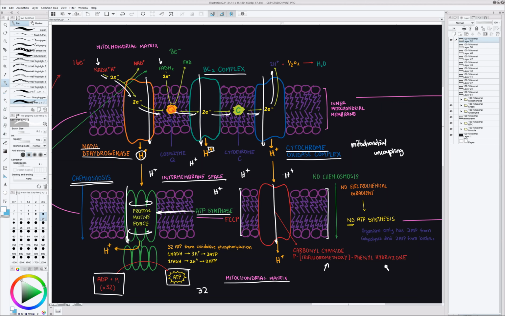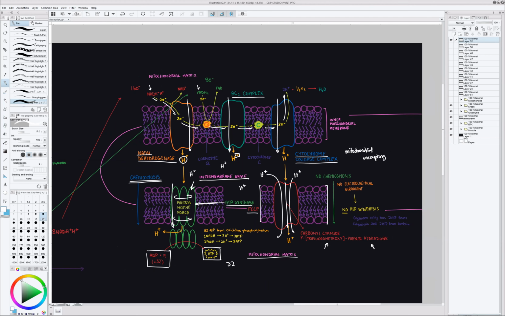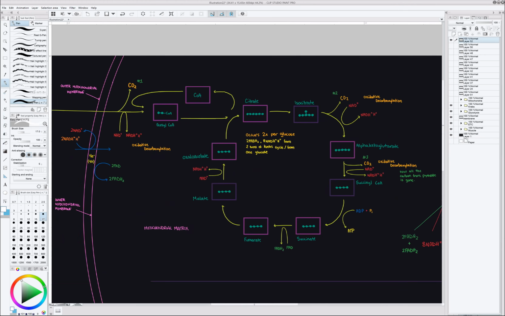So the way that FCCP plays into this is that FCCP is essentially able to provide these hydrogen protons another means of exiting the intermembrane space without actually having to pass through ATP synthase. So what happens is you end up with less proton motive force exerted on ATP synthase, a more shallow electrochemical gradient, and ultimately less ATP being created. So this is also going to have an impact on glycolysis.